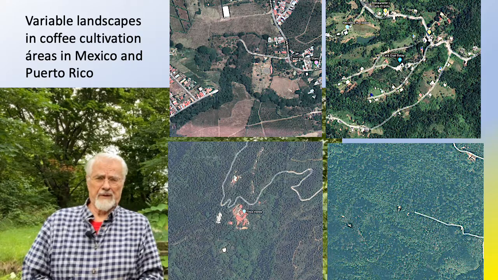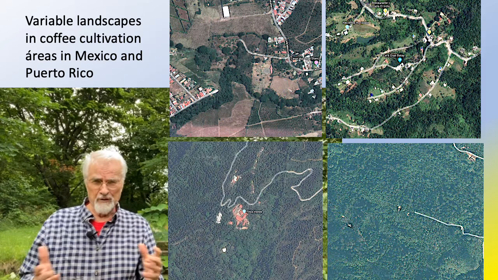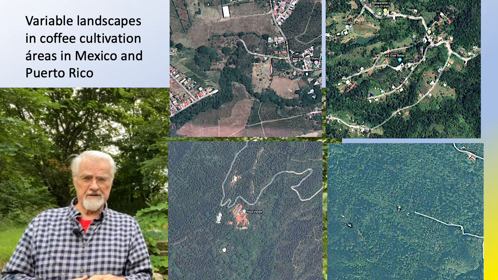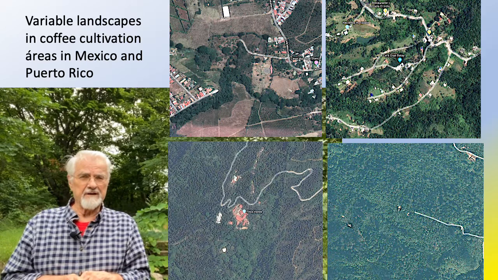Here we see four images. These are images from Google Earth. You can see the top two images are from Puerto Rico, the bottom two images are from Mexico, and Mexico is sort of in the general area where I've been doing my research. And you can see the overall landscape level is highly variable.